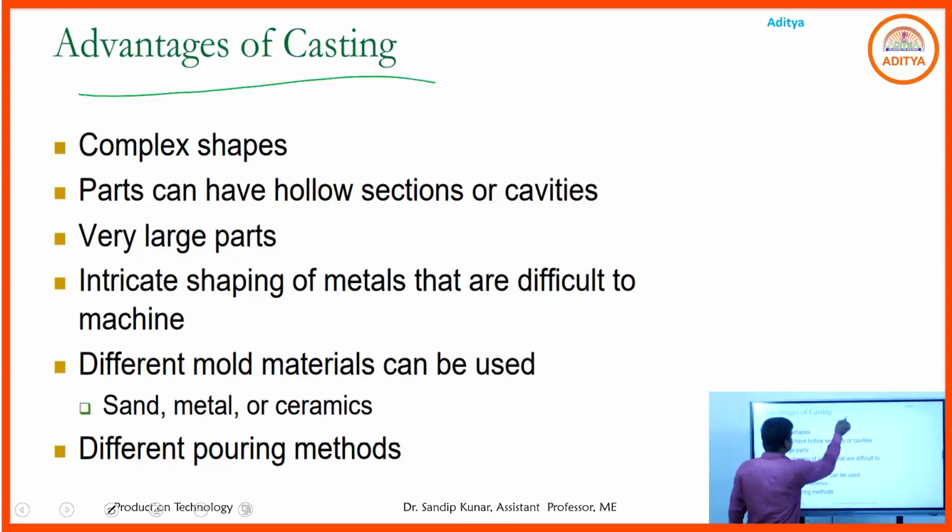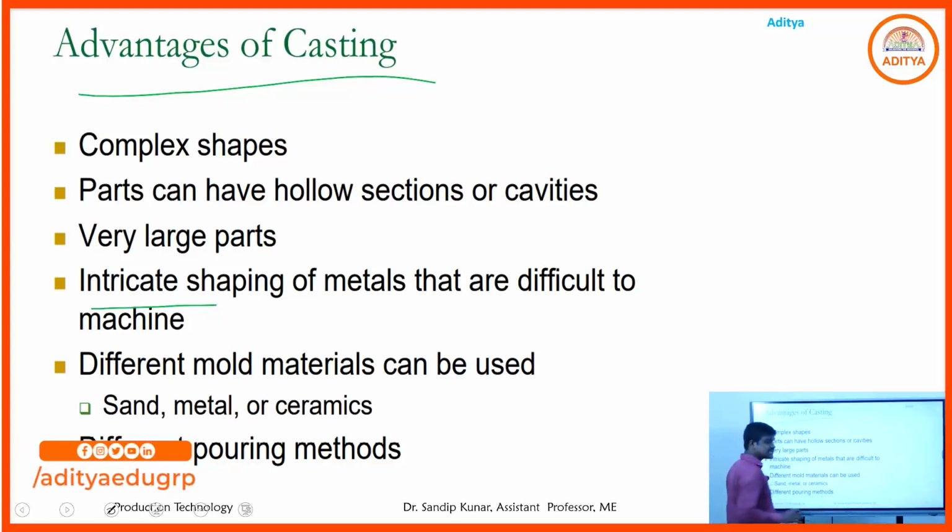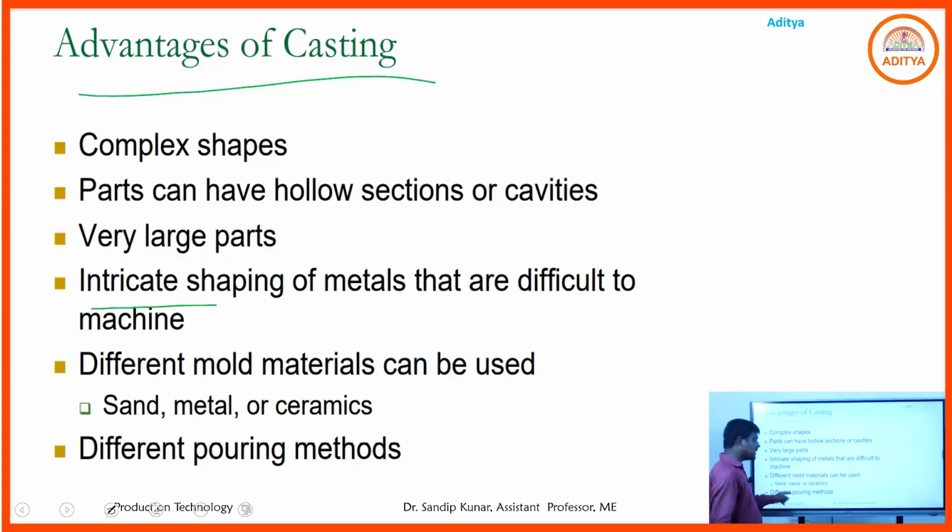What are the advantages of casting? Using that process we produce different complex shapes. Sand casting is used for large castings, and hollow parts can also be produced using the casting process. Very large parts are also produced. Intricate shapes, meaning complex shapes, are also produced. Another advantage: different mold materials can be used, such as sand, metal, and ceramics, for producing different shapes. Also, different pouring methods are available for producing different casting products.